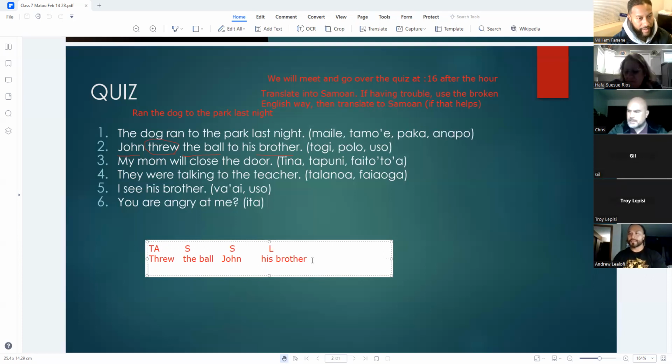I came up with "Satongi Ioane le polo i lona uso." Satongi, and then you said Ioane, le polo, i lona uso. Yep, that's great. There we go. And you're definitely gonna hear it this way with the Satongi.